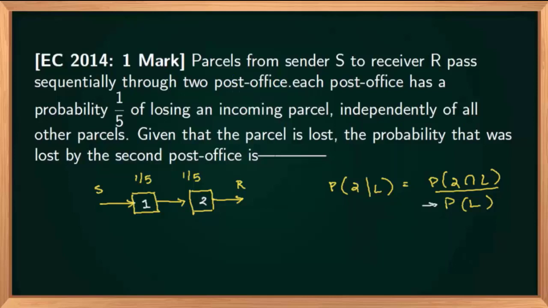Parcels from sender S to receiver R are passed sequentially through two post offices. Each post office has a probability 1/5 of losing an incoming parcel, independently of all other parcels. Given that a parcel is lost, what is the probability that it was lost by the second post office? So this is the sender, this is the receiver, this is post office 1, this is post office 2. 1/5 is the probability that I lose it from this particular post office. 1/5 is the probability that I lose it from this post office.